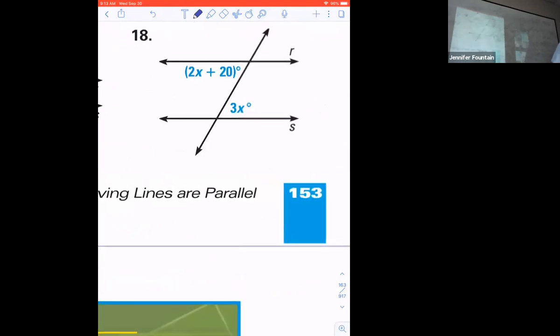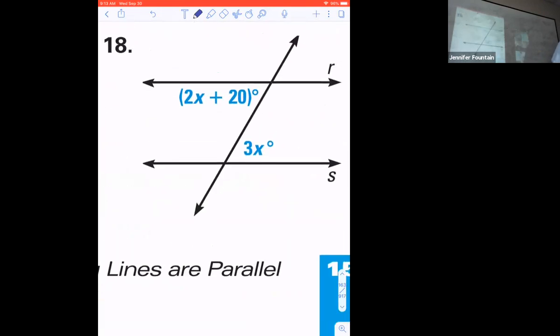Number 18. I'm sorry, I got stuck on this one. Okay, what is the relationship between these two, 2x and 3x? So hold on just a minute. Alternate interior. They're both inside my parallel lines. They're on either side of the transversal, so they're alternate interior. That means they are equal to each other.